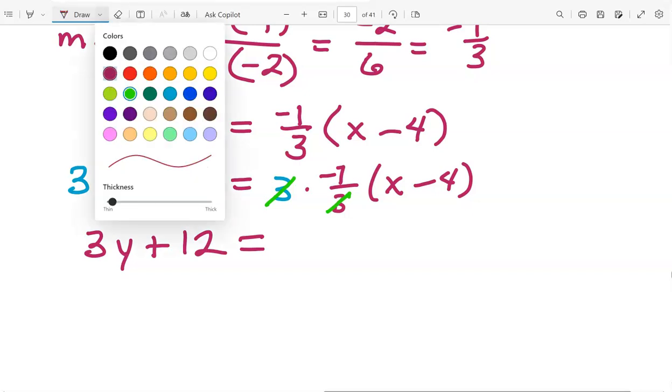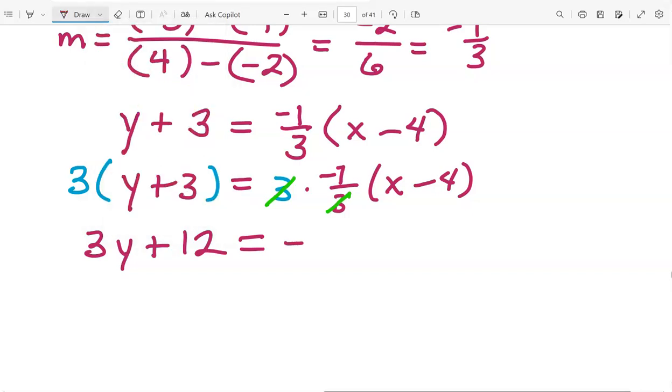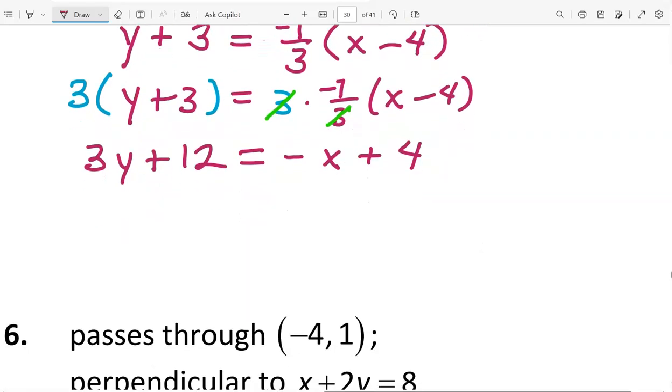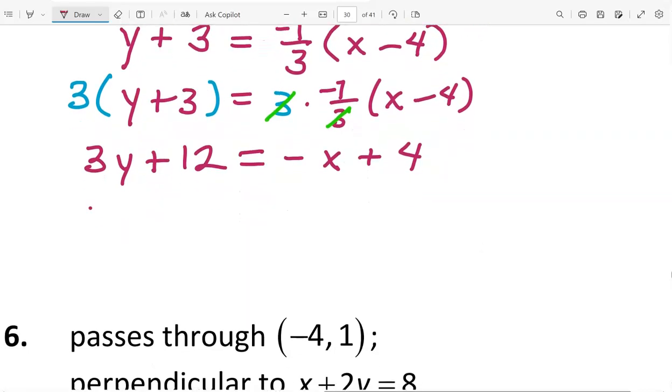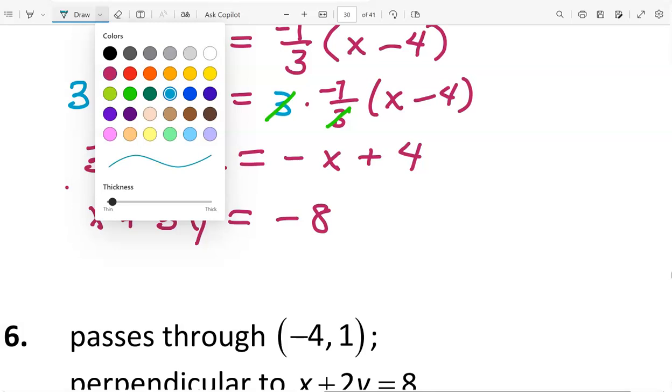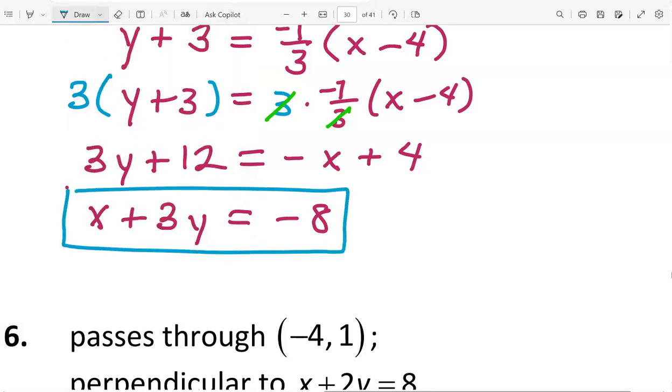Multiplying, we get a result of -1, and -1 distributed as a multiplication to each of the terms on the right gives us -x plus 4. Now I'm going to add x to both sides and subtract 12 from both sides, and that gives us a final result of x plus 3y is equal to -8.